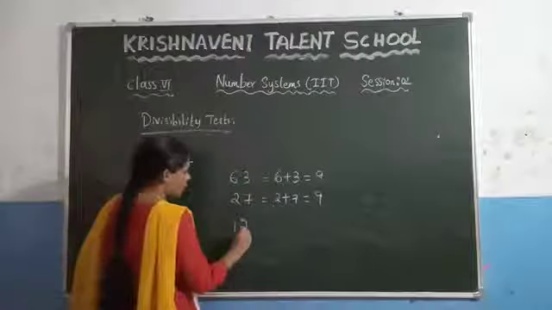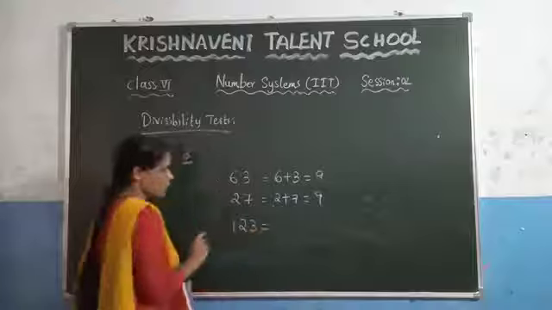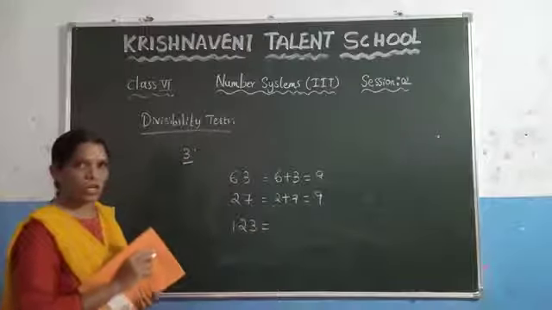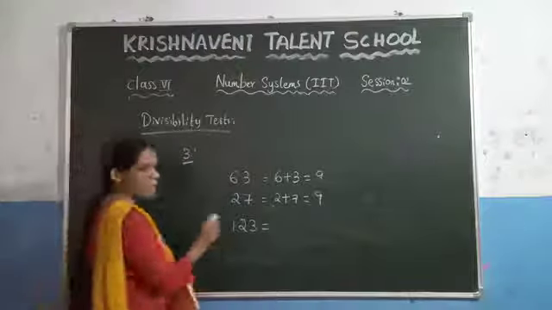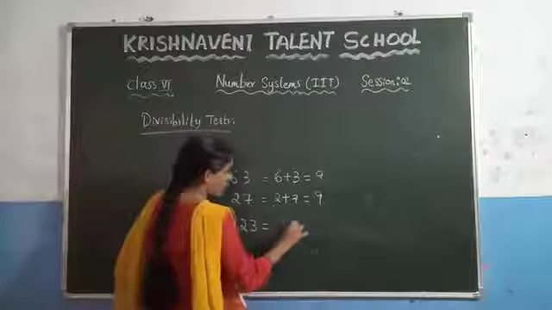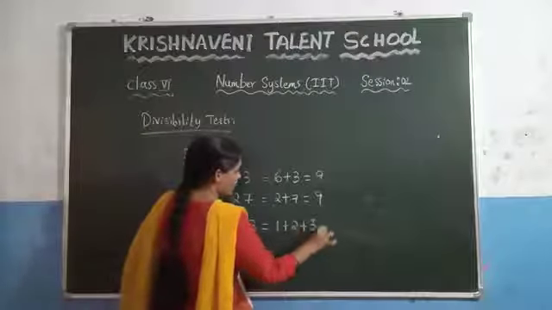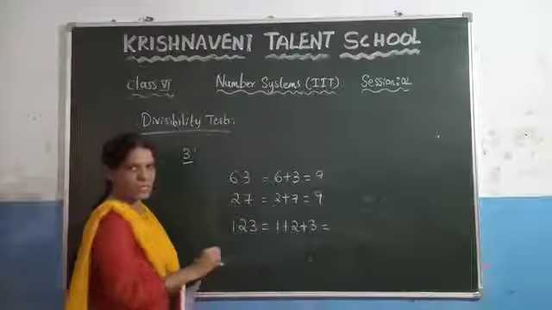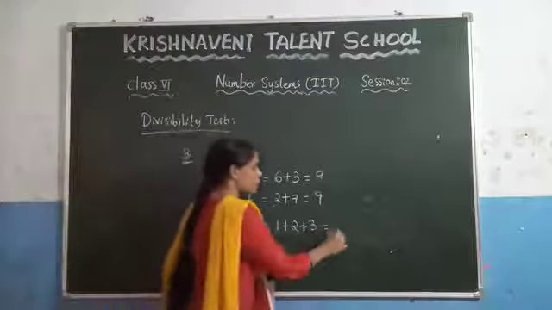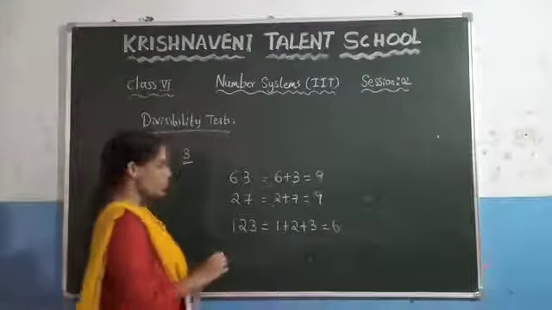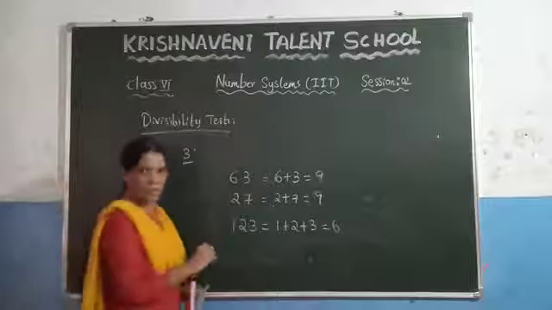Consider one more example, 123. If you want to check whether this number is divisible by 3, what we need to do? We need to take the sum of the digits. So 1 plus 2 plus 3. 1 plus 2 is 3, 3 plus 3 is 6, and you know that 6 is divisible by 3. So we can say that this number is divisible by 3.